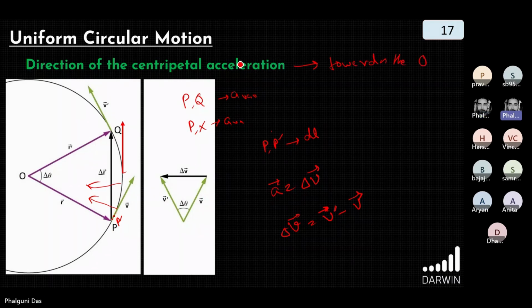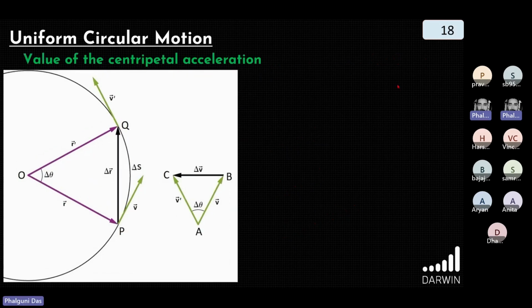Yes or no? So one part we got clear, that is the direction always points toward the center. Next part is how did we get the value of v square by r? So this one we need to derive, that is how do we find the value that we have? The acceleration has a value of v square by r.